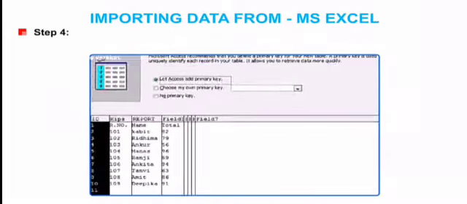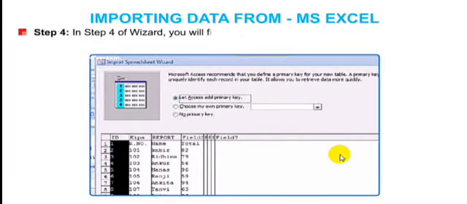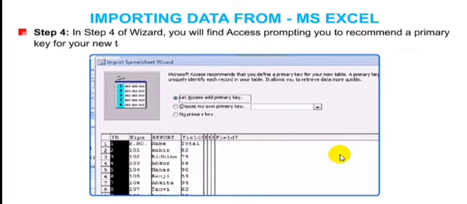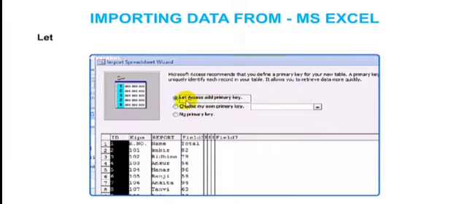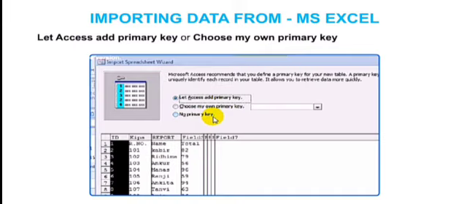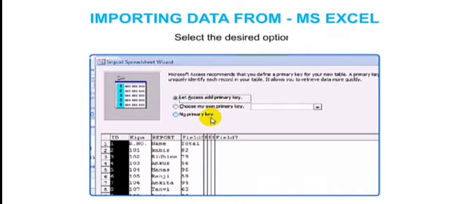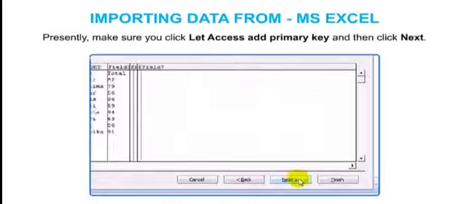Step 4. In Step 4 of the Wizard, you will find Access prompting you to choose a primary key for your new table using any one option: Let Access add primary key, Choose my own primary key, or No primary key. Select the desired option. Presently, make sure you click Let Access add primary key and then click Next.